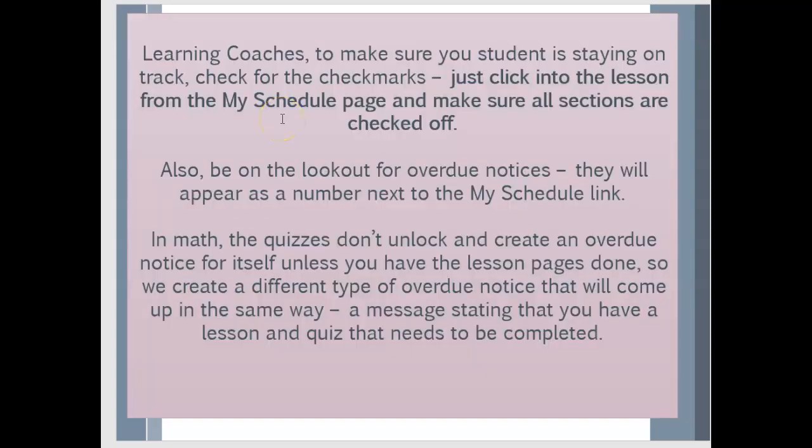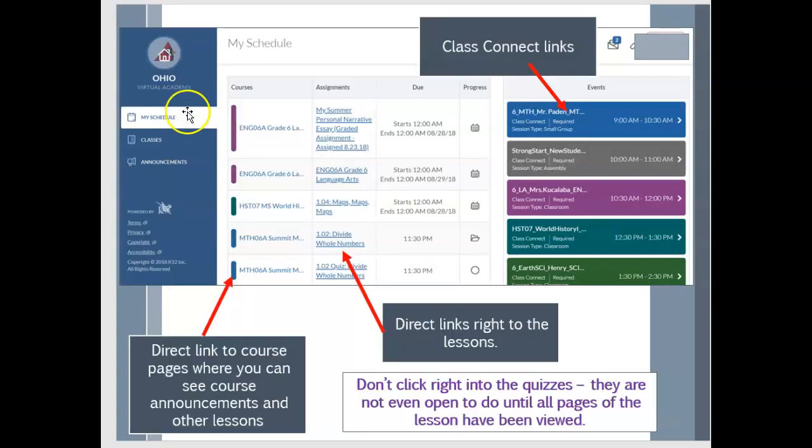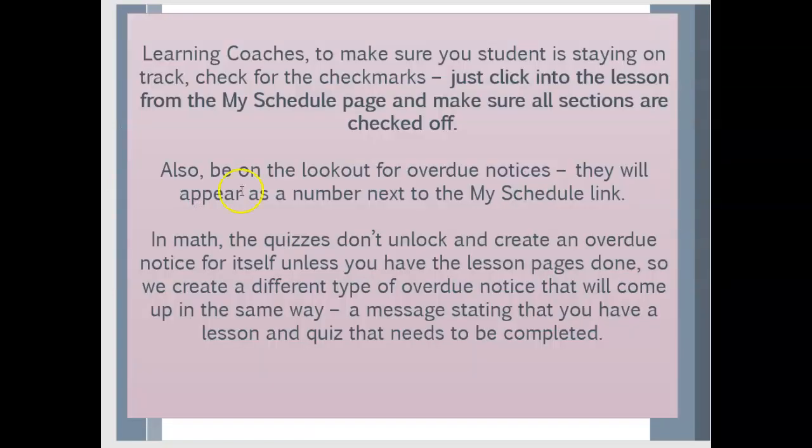So learning coaches, to make sure your student is staying on track, check for the check marks. Click into the lesson from the My Schedule page and make sure all the parts of the lesson are checked off. Be on the lookout for overdue notices. It looks like a little number next to your My Schedule link. If you see a little number next to My Schedule, like right there, that's an overdue notice. It's a quiz that was due but not done yet.